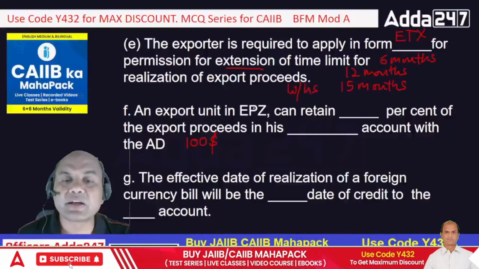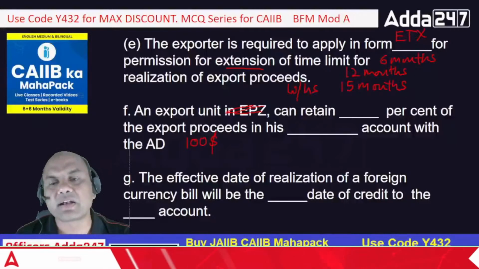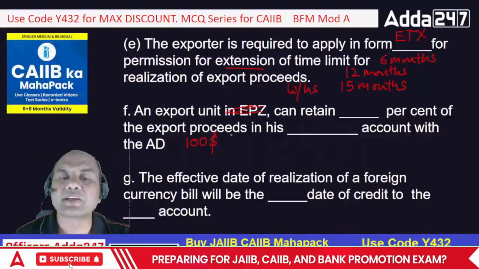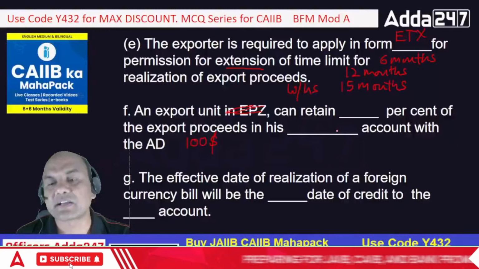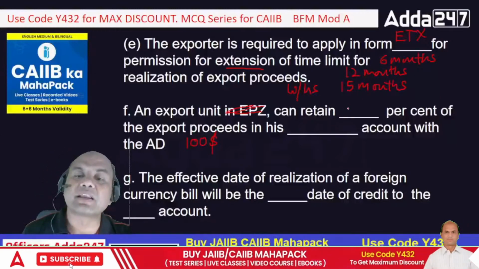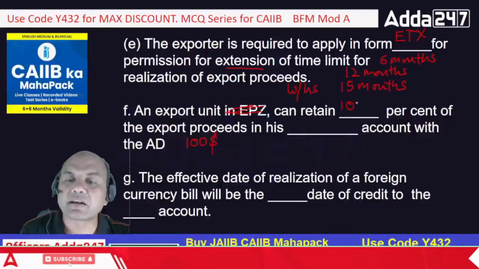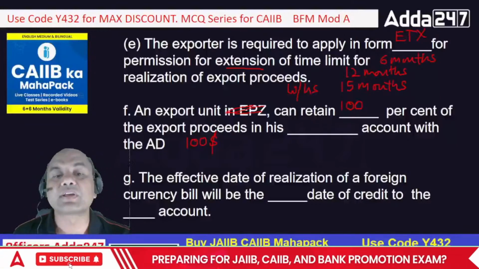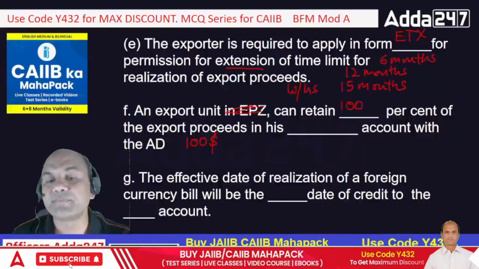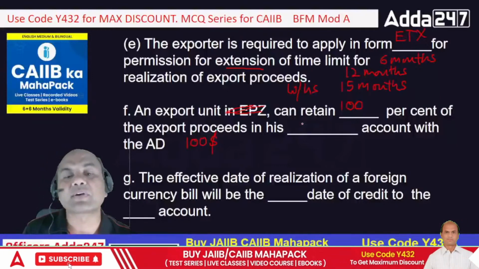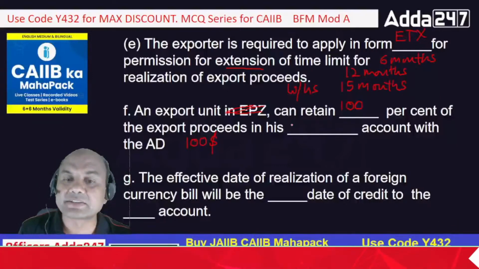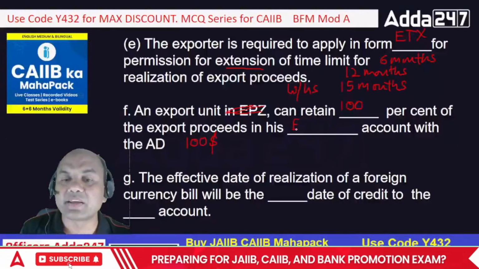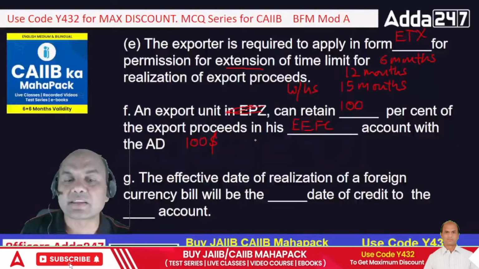An export unit in EPZ can retain dash percent of the export proceeds in his dash account. So retain 100% of the export proceeds in which account? You can keep it in a dollar account also. So that dollar account is of which type? Now this is a new term for you, EEFC. What is EEFC? Exchange, I'll write it over here.